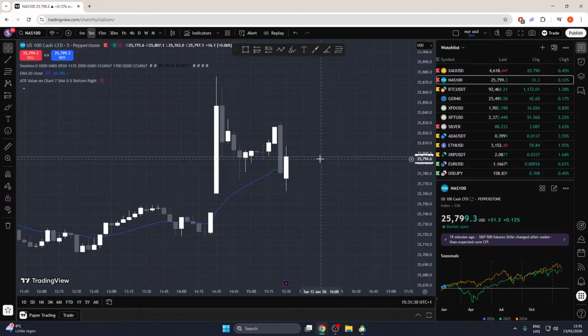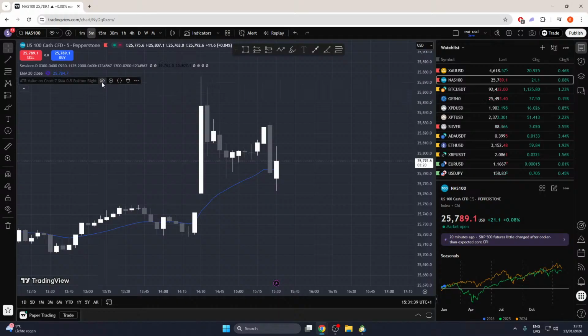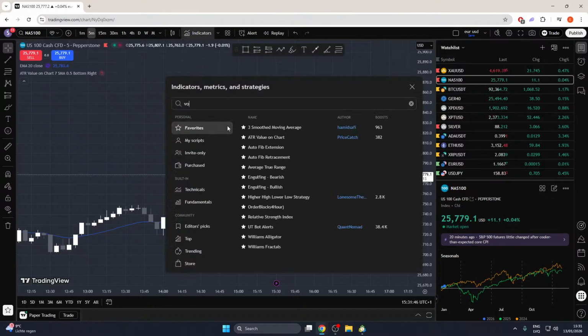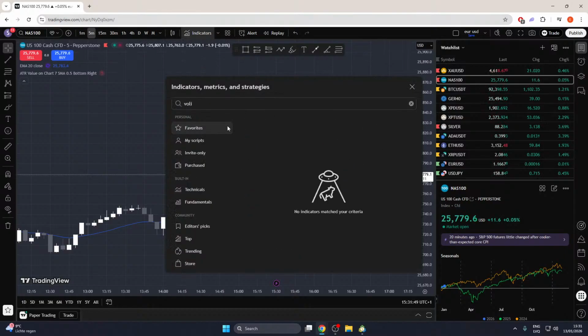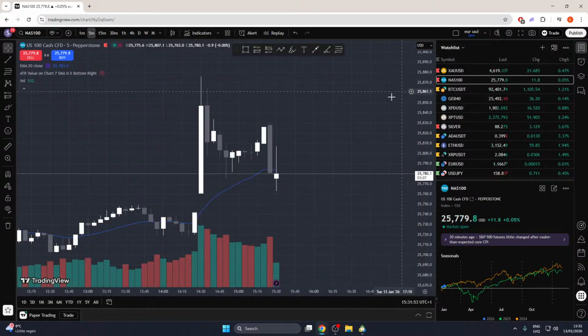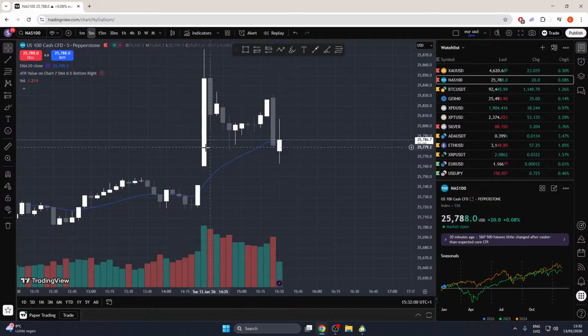Now it looks like we tried to push in this gap. I don't usually like to trade the first bar of the open. I think this is the open, right? Or did the market open here?